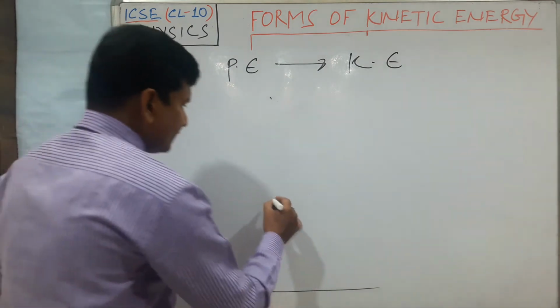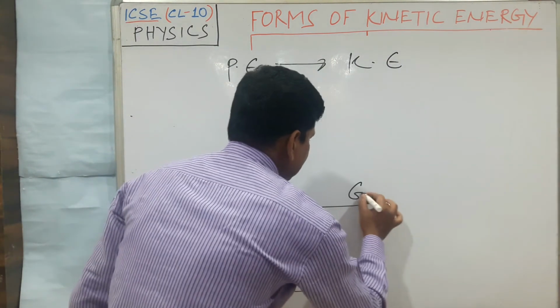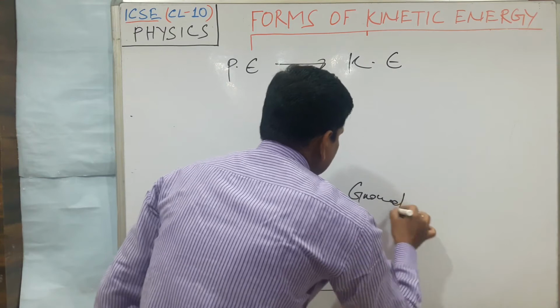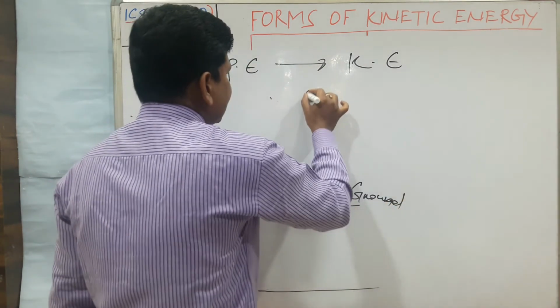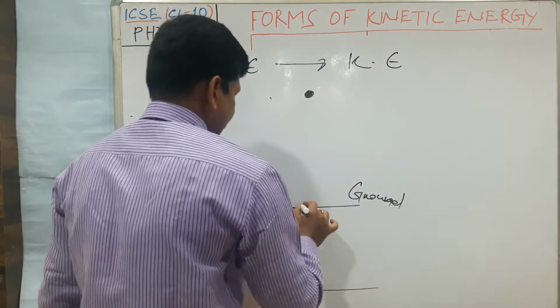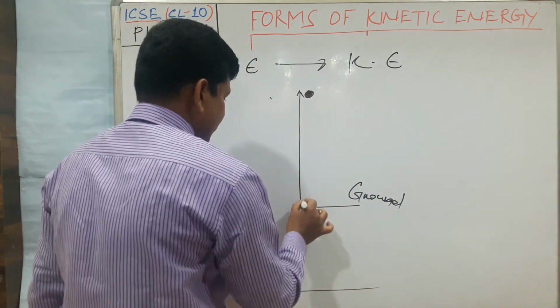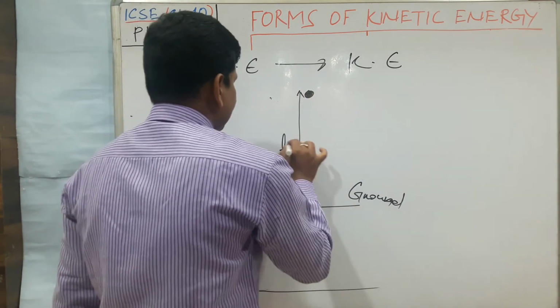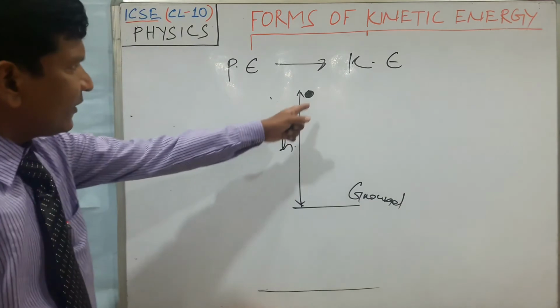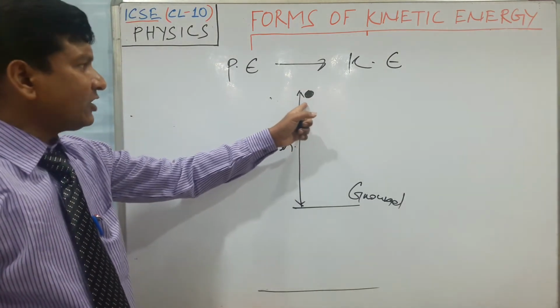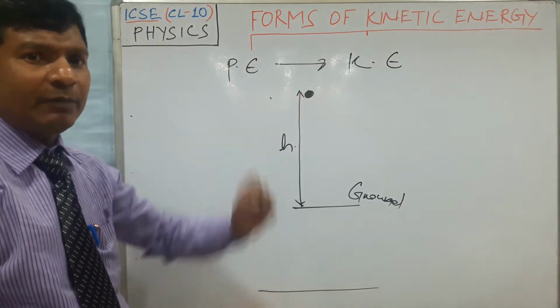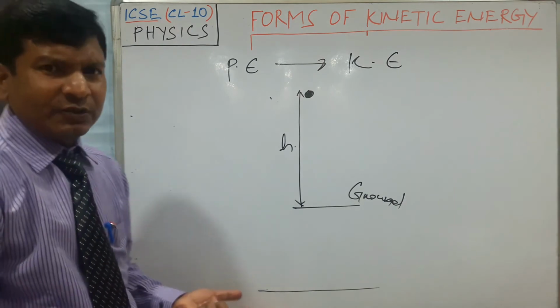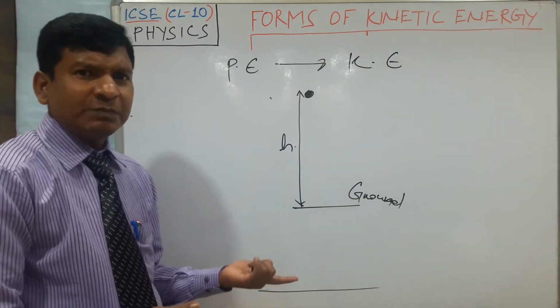Say if suppose this is your ground, and one object is placed at this height above the ground. So what type of energy is this object having? This object is having gravitational potential energy. But what is it doing? Nothing it is doing. No work is being done.